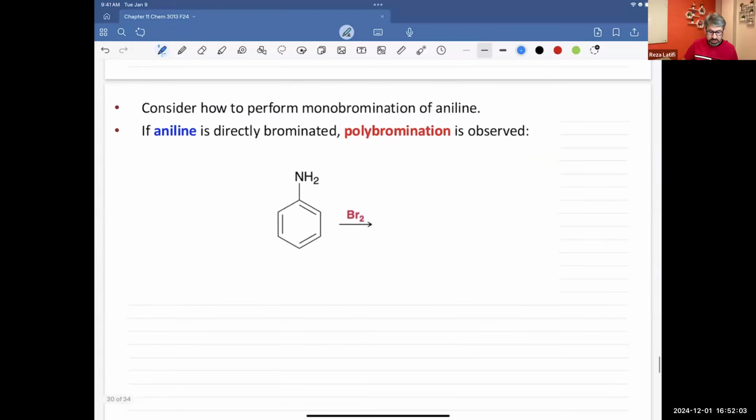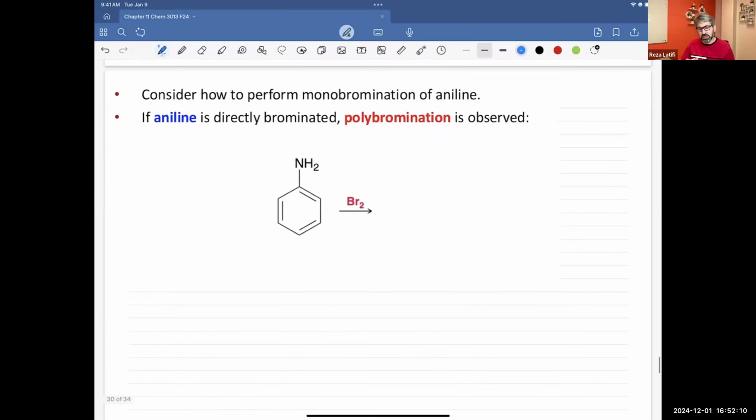One of the reactions that I want to talk about is the bromination of aniline. If you don't have any control over this reaction, the product is not going to stop at one monobromination. In fact, it will go two steps more, and it will give us a tribromoaniline. So how do I control this reaction in order to get only bromoaniline?